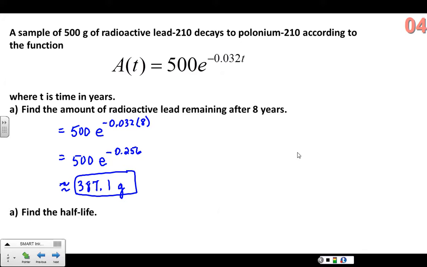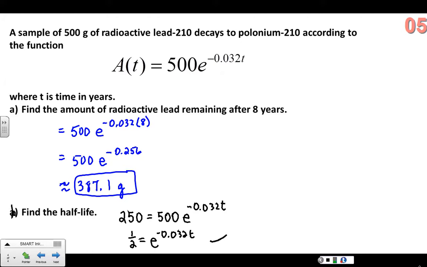Now in the next question, that should say B part, not A part, but in B part here, find the half-life. Half-life is the time required for half of the material to decay. So if a sample was 500 grams, the time required for half of it to go away, that means that 250 grams would be left. So if I divide by 500, of course, I'm going to have 1/2. To get rid of the e, I'm going to have to take the natural log.